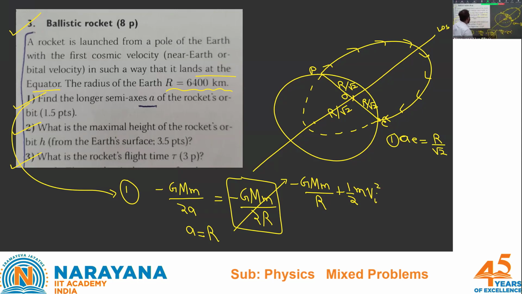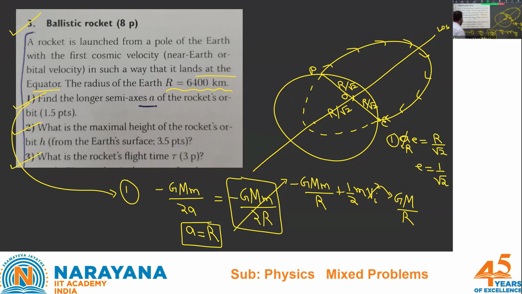And he has already said that you have thrown it with the first cosmic velocity. So by orbital term, this term is actually G capital M by capital R. So this becomes equal. And that tells me that A should be equal to R. And A being equal to R directly tells me that the eccentricity of this elliptical orbit comes out as 1 by root 2.